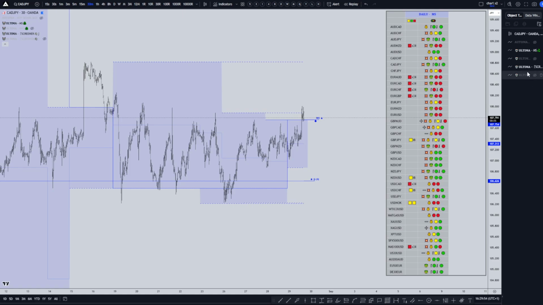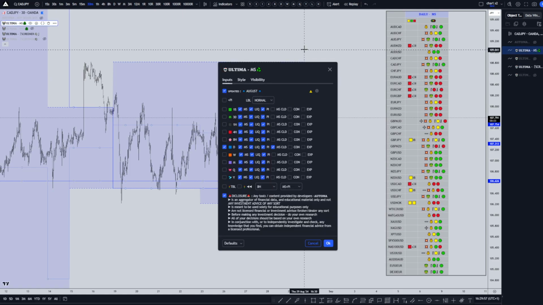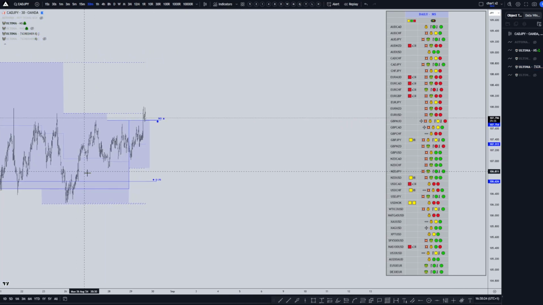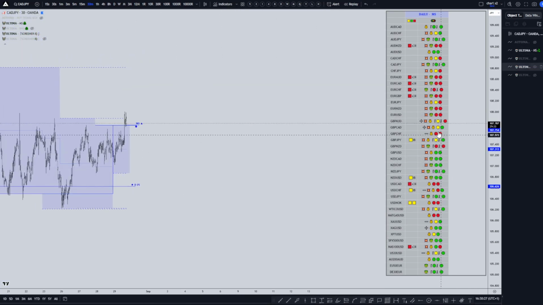So let's go one by one. The first one is the ICI, which is basically impulse correction impulse. It's either positive or negative. If you look at the chart, let's say GBP/AUD, we have a bullish ICI, which is represented as the plus or minus. Actually, let's go to GBP/AUD first.